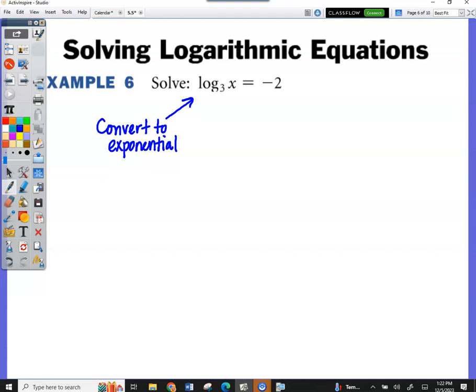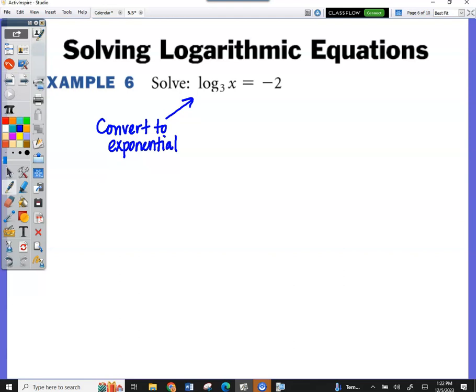Convert to exponential. Make sure you're trying it. Make sure you're not waiting on me to put it on the board, because when you get to the test, you're going to freeze. You're going to be like a squirrel in the middle of the road trying to decide which way to go. And I'm behind the wheel screaming, just pick one.